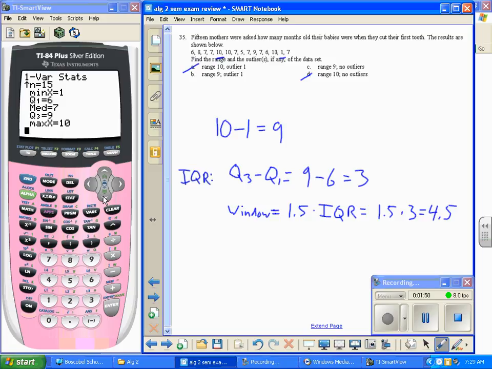So our rule is we can take the window, we go that below the Q1 or that above the Q3, and if you have data values that are outside that window, then they're outliers. So on the low side, to test if one is an outlier, I take my Q1, which is 6, and minus 1.5 IQRs, which is equal to 6 minus 4.5, which is equal to 1.5. And because 1 is smaller than 1.5, 1 is an outlier, so the correct answer is B.